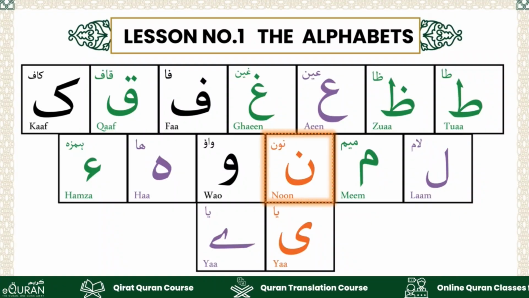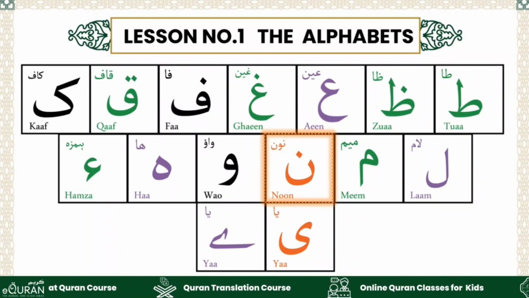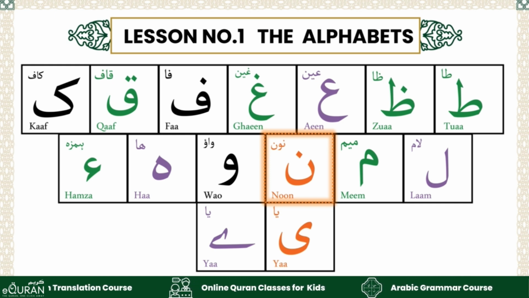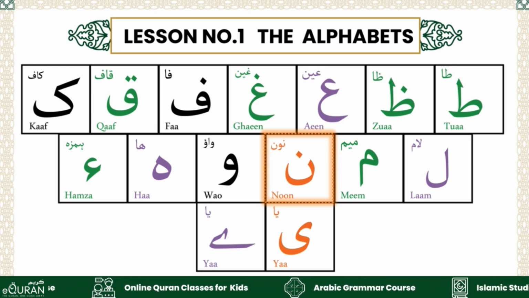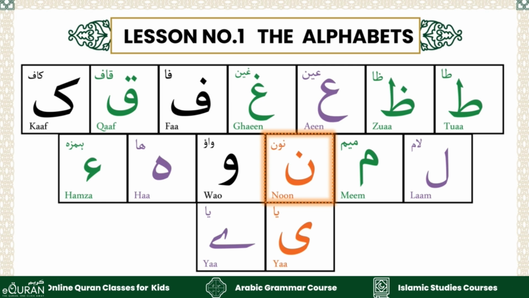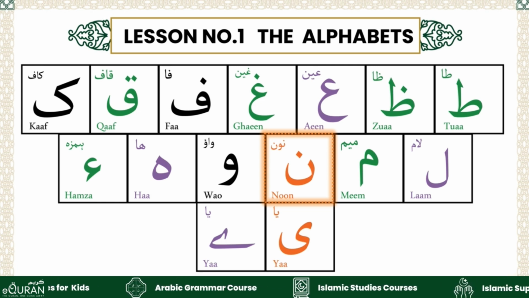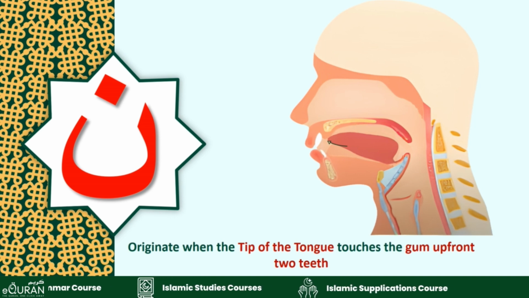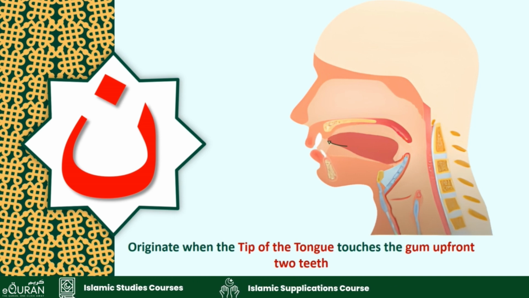Then is noon. I told you before. Noon, lam, and ra has same makhraj. Originate when the tip of the tongue touches the gum up front two teeth.